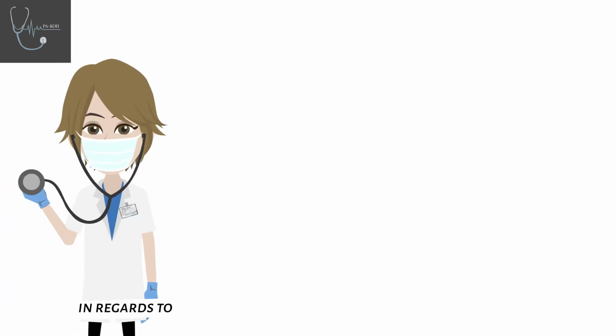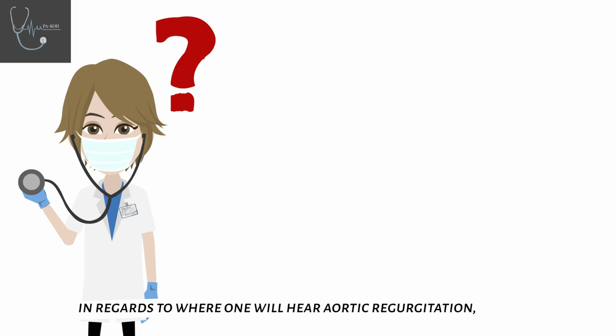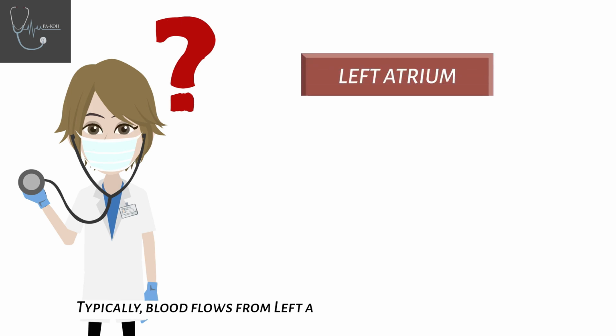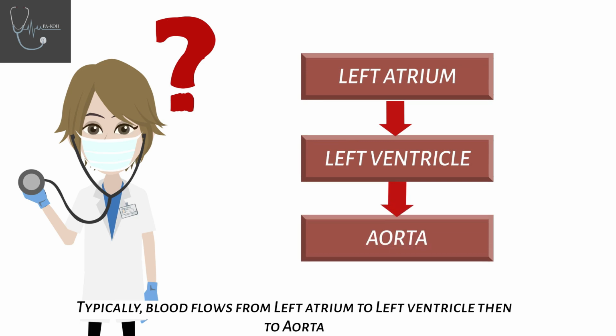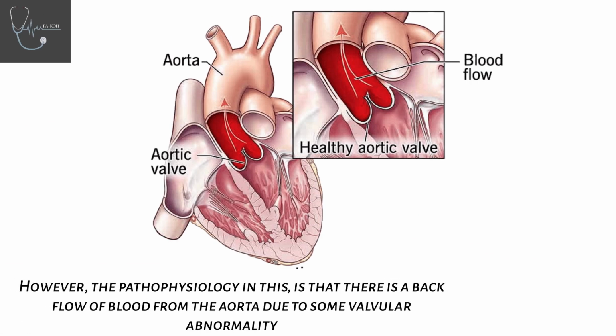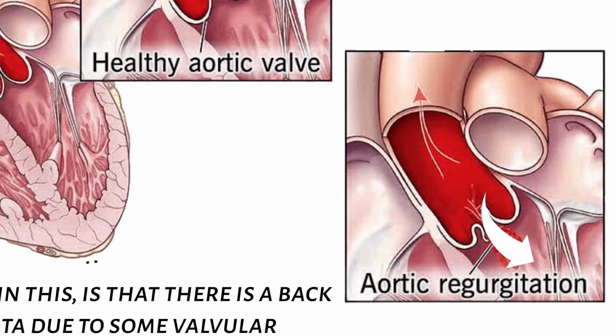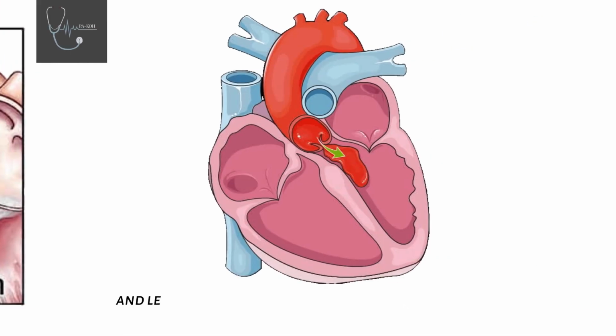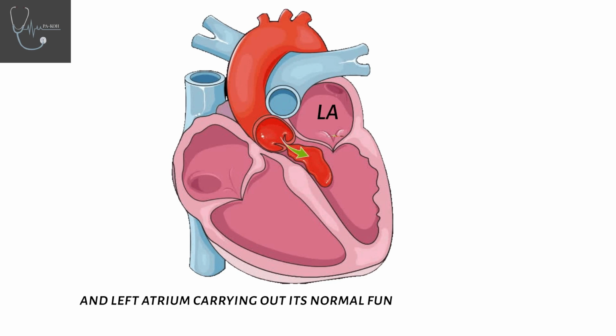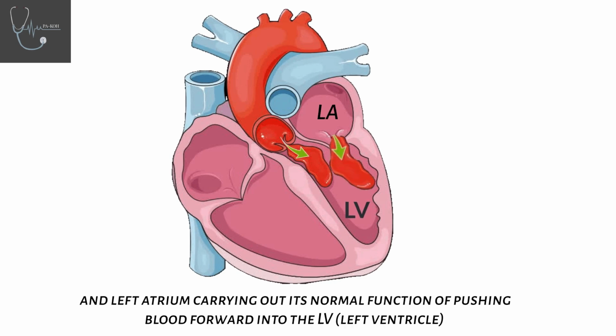In regards to where one will hear aortic regurgitation, let's use our knowledge of anatomy. Typically, blood flows from the left atrium to the left ventricle, then to the aorta. However, the pathophysiology in this is that there is a backflow of blood from the aorta due to some valvular abnormality, and the left atrium carries out its normal function of pushing blood forward into the LV, the left ventricle.